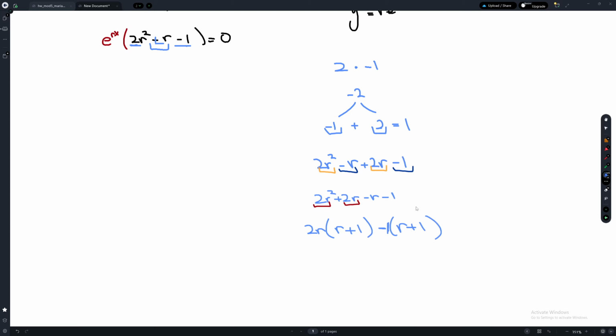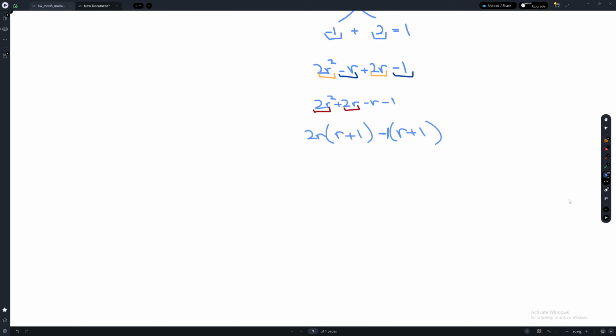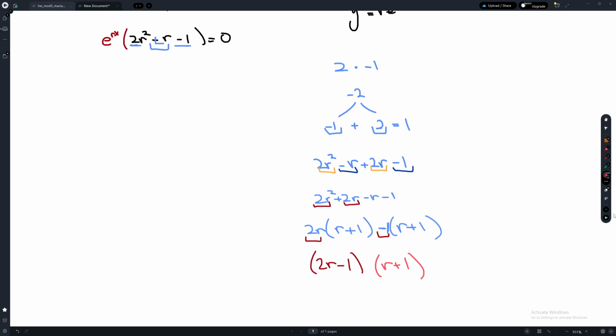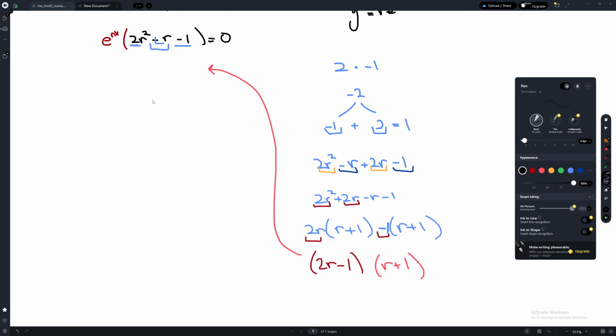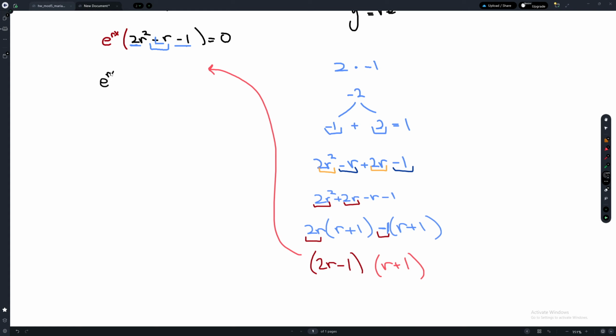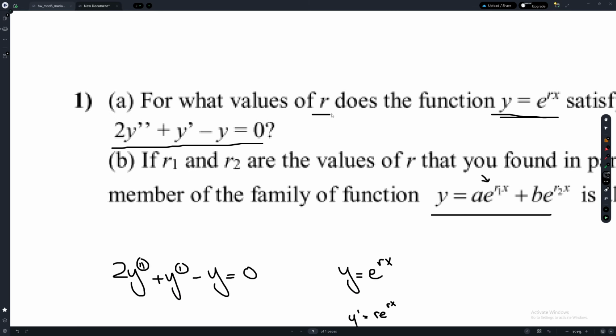All right. And so here, you can group these two together. And so I'll do it in red. So now I have 2r minus 1. So I grouped these together. Right. And I'm going to also group all my r plus 1. And that's factored form. And so what I'm going to do is I'm going to bring this and sub it in here. There you go. And let's sub that back in. So we'll get e to the rx, and then we'll also get my 2r minus 1, and I'll get my r plus 1 equals 0.